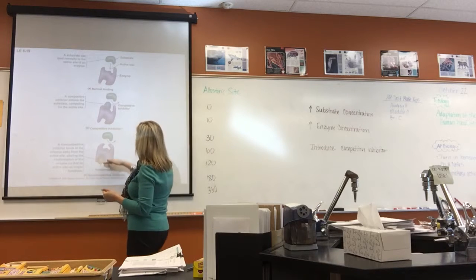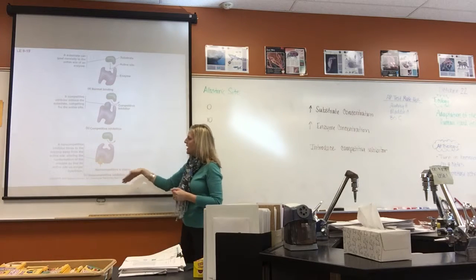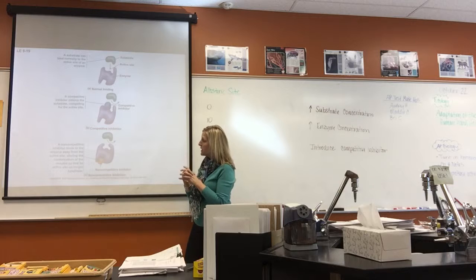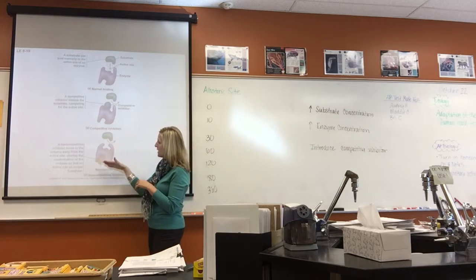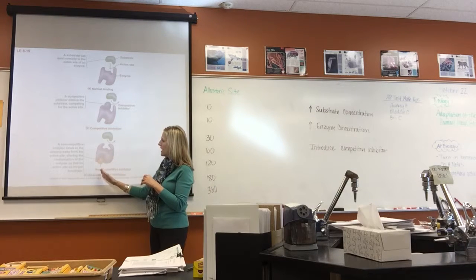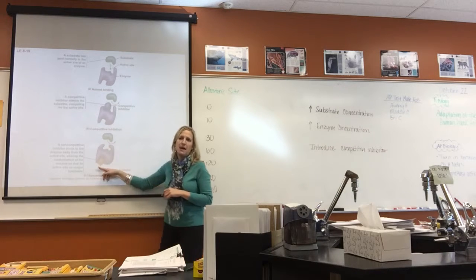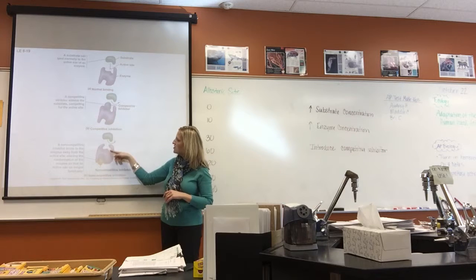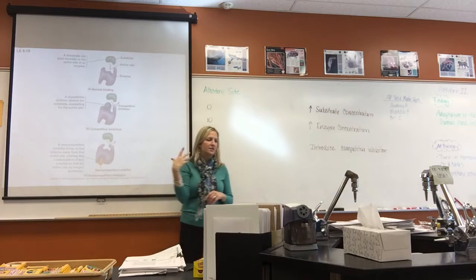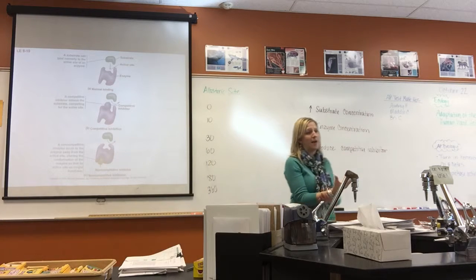And then the non-competitive inhibitor doesn't compete for that active site. When the non-competitive inhibitor binds, it binds to the allosteric site, so it's away from the active site, and it leaves the active site open. But what has it done to the active site when this binds to it? It changed the shape, and so now the substrate still can't bind to the enzyme.